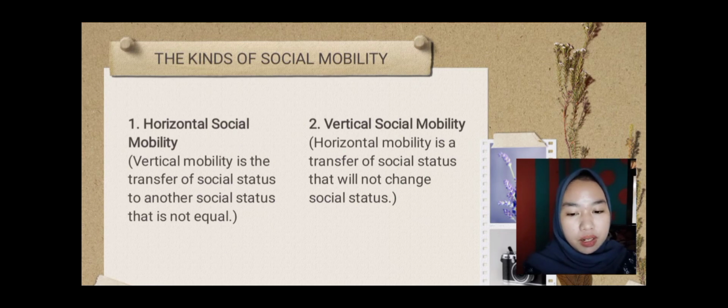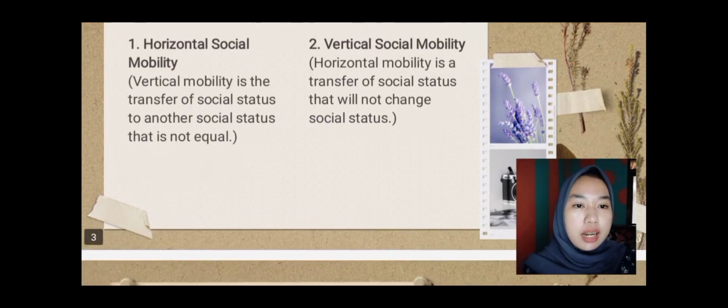For example, a doctor who works in a Bandung hospital is required to transfer to a Jakarta hospital. In that case, the doctor experienced horizontal mobility, changing place of work but not changing the social status as a doctor. The second is vertical social mobility. Vertical social mobility is the transfer of social status to another social status that is not equal.